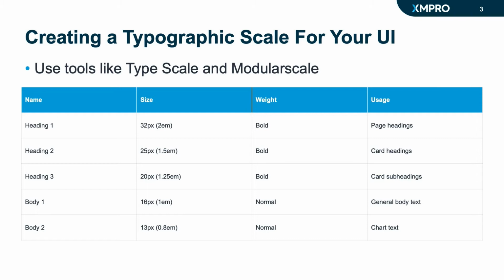The second column has the size in pixels and in M's, and the third column has the font weight, since some of the items in your typographic scale might be bold, especially headings. Then I also like to add a column for usage where I write down where this particular item is going to be used in the interface.